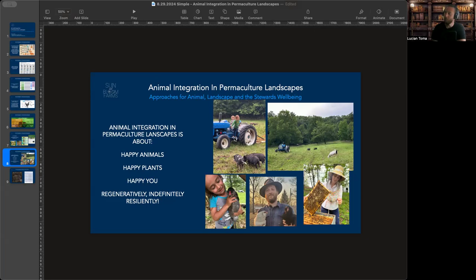So if you wanted to learn more on how to integrate animals in permaculture landscapes, if they're big, if they're large, or if they're small, if they're domesticated animals for different purposes that you may be wanting, or even bees, for example. Anna Maria is a very powerful natural beekeeper, master beekeeper, and she'll be sharing a lot of that.